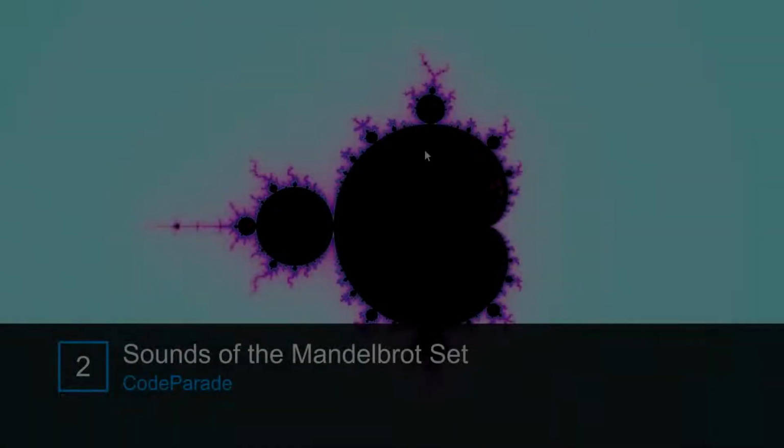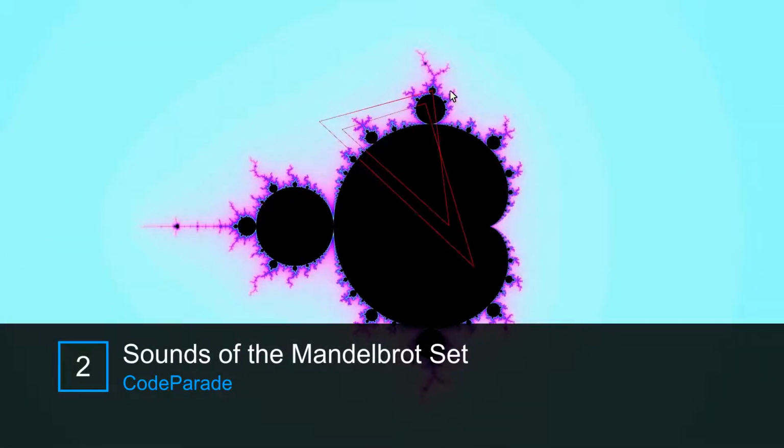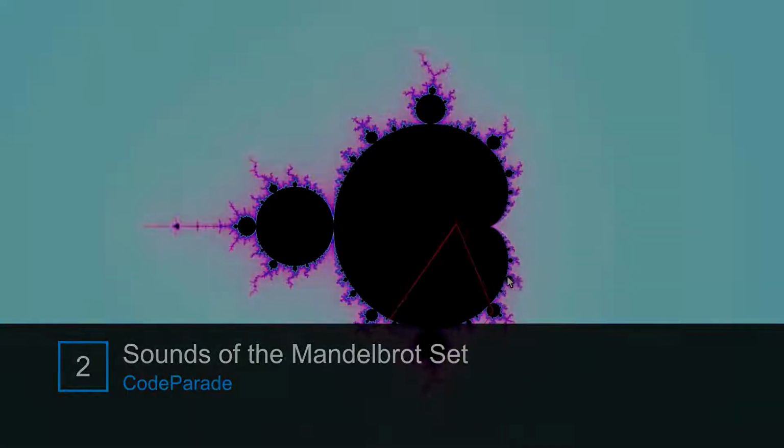converge to a point, escape to infinity, or converge to a cycle called an orbit. These orbits can have different periods, like 3 or 4 or 5.